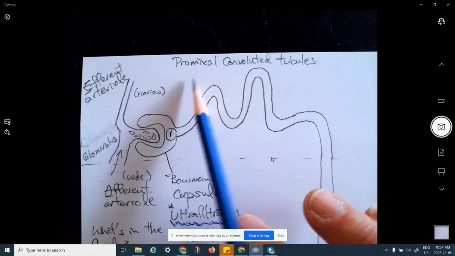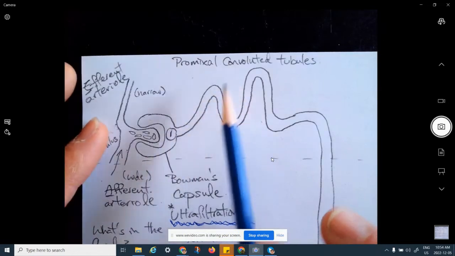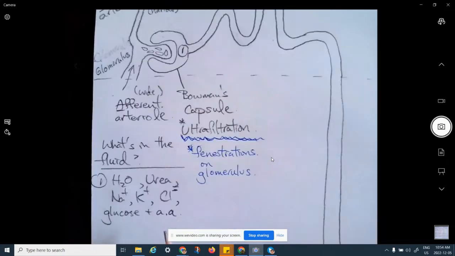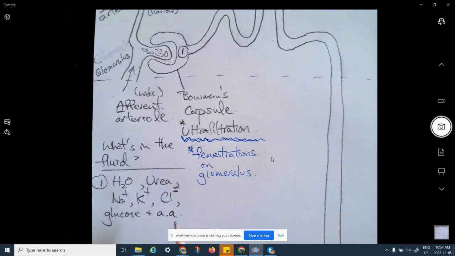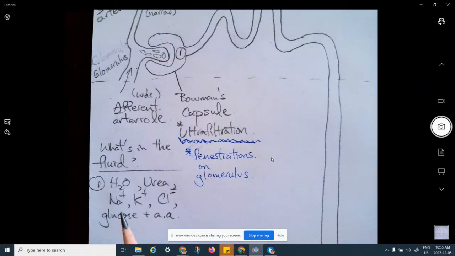Proximal, remember, it's closer. Convoluted just means complex. Now, at this point here, if you look, you have in your filtrate glucose and amino acids. Those are nutrients. You don't really want to lose your nutrients, because the whole main point is to get rid of the nitrous waste, which is your urea, and make sure you don't lose too much water. So you really don't want to lose that glucose and amino acids.